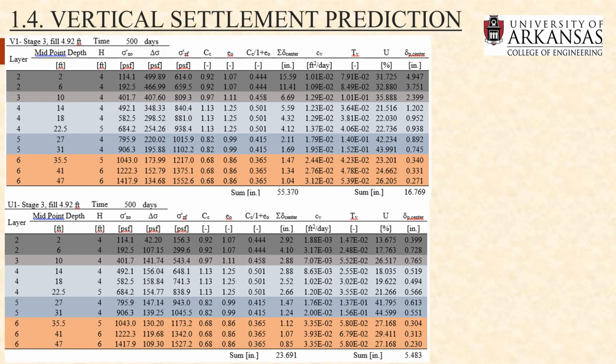That is a lot of settlement for not a very high embankment. However, consider that we have 50 feet of organic and soft clay. The result did make sense. Also, the settlement at the edge is about 1/3 the settlement at the center, so the result is also reasonable.